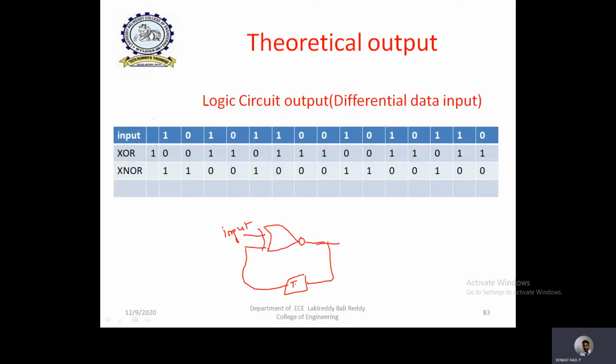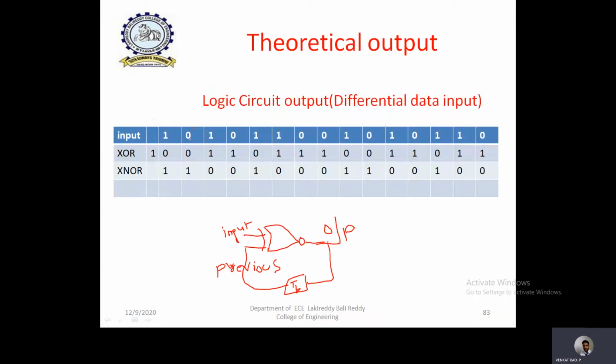Some output is generating here, so we need to make one time period delay. That means the previous value is obtained here. Which previous value? The previous value of the XNOR gate output is obtained as another input. Based on this logic operation, I am going to observe the XNOR gate output. They use an XOR gate also instead of XNOR, so that is also given here.